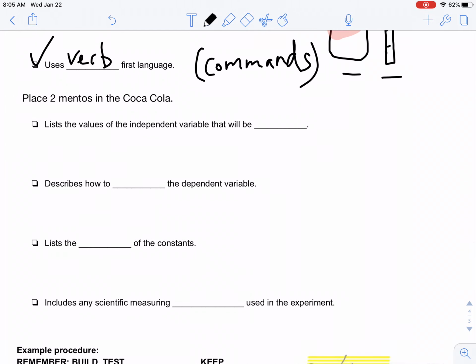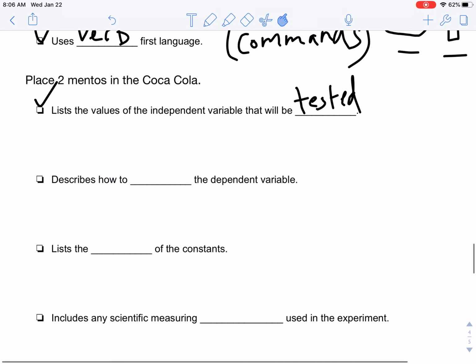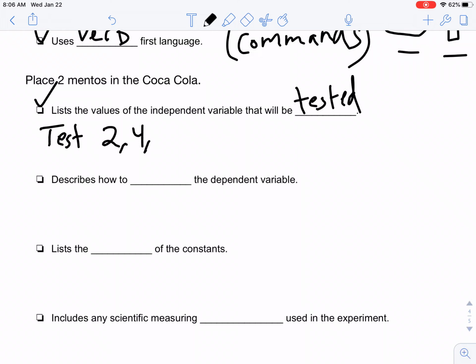A perfect procedure also lists the values of the independent variable that will be tested. Okay, so you're going to test an independent variable. So it looks like in this experiment, we're going to change the amount of Mentos. So let's think. We're going to tell them test 2, 4, 6, 8, 10 Mentos. So they are actually listing the values. They're being very specific, listing the values of the independent variable. So the independent variable is the number of Mentos, and they're telling them to test the values of that independent variable.